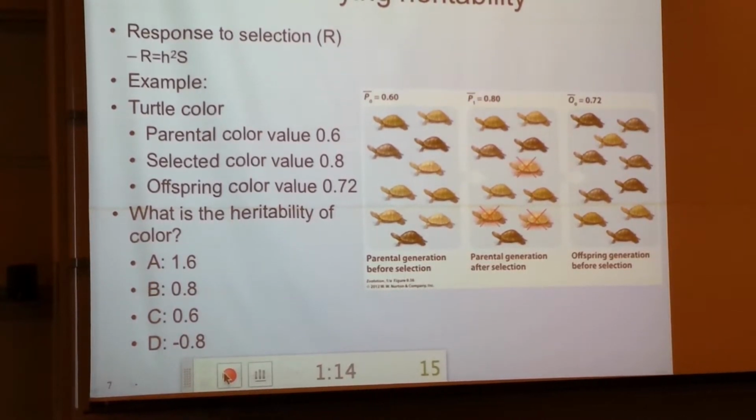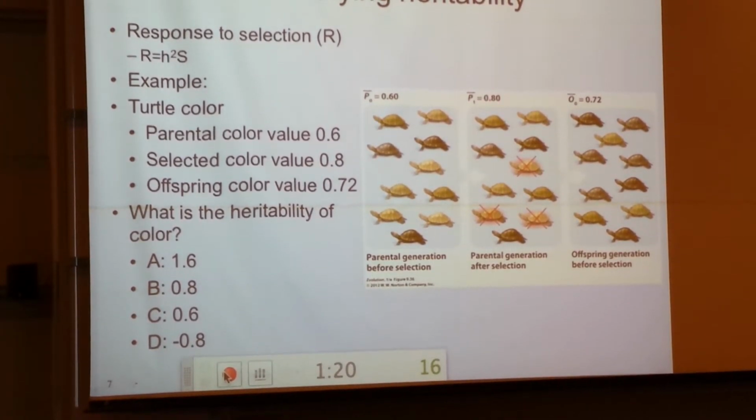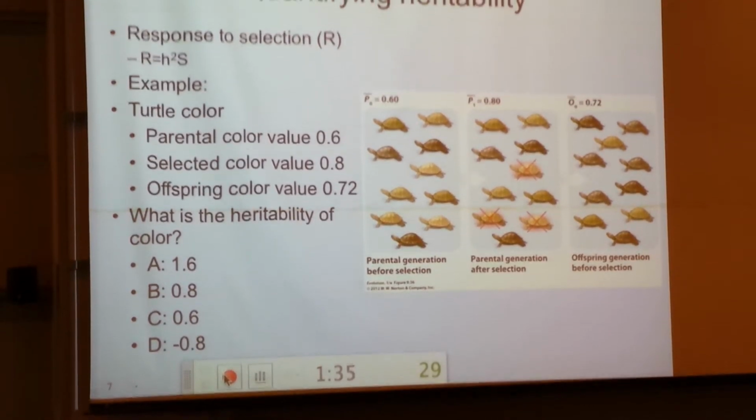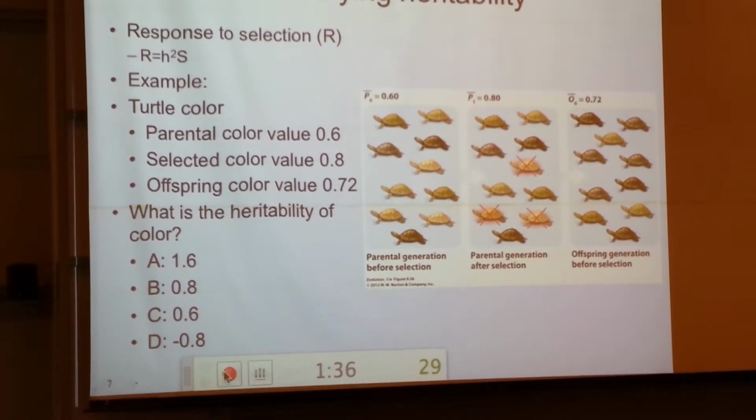And what do we want? We want h squared. So how did we get h squared equal to R over S? We subtracted offspring minus parental, the change. But there's only one; there's parental 0 and parental 1. So what should this be? The first is parental and the third one is the offspring.